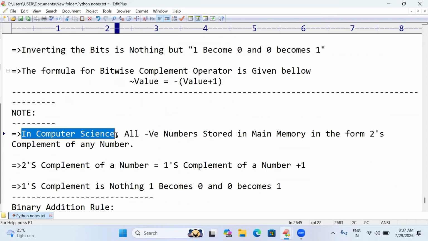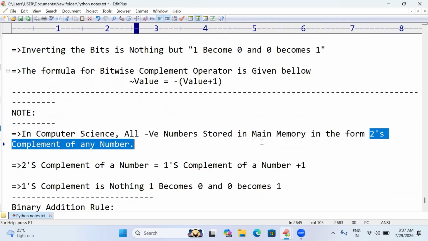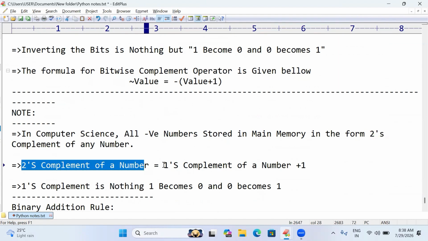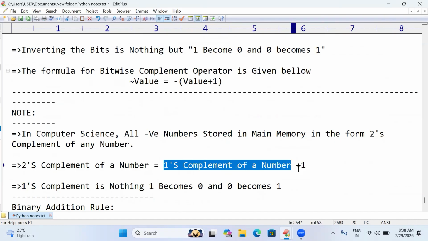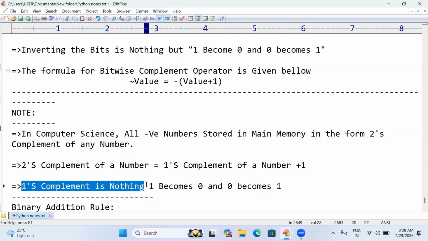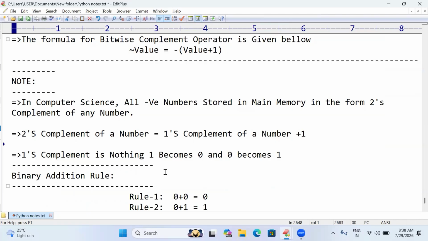See here. In computer science, all negative numbers are stored in main memory in the form of the 2's complement of the number. So in a computer, if we want to store a negative number, it is stored in main memory in the form of the 2's complement of that number only. So the 2's complement of a number is equal to the 1's complement of the number plus 1. This is the formula for 2's complement. The 1's complement is nothing but 1's become 0 and 0's become 1. That is 1's complement, right?